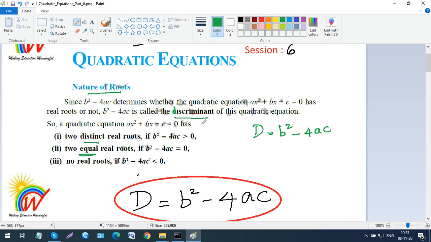So you use this formula D to find that. Whatever answer you get for D, if it turns out to be a positive number, that is if it is greater than 0, see, they have written b square minus 4ac is greater than 0, then you have two real roots. If D is equal to 0, then you have two equal roots. If D turns out to be a negative number, that is lesser than 0, then there are no real roots.